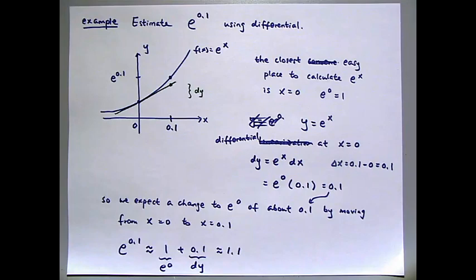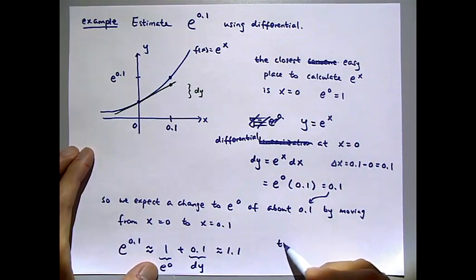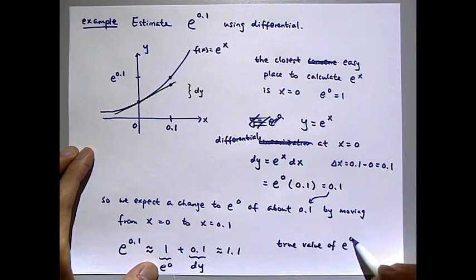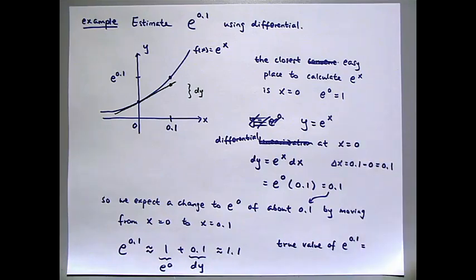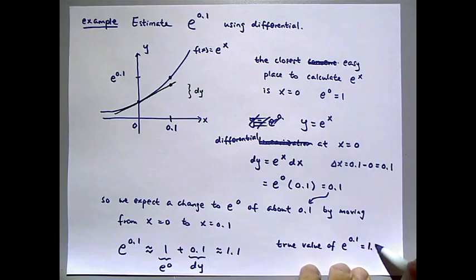And someone with a calculator, tell me the true value of e to the 0.1. Who's got it? 1.10517. Okay. Right, so it's not bad, right? It's pretty close. 1.1 versus 1.11. The difference is very small.